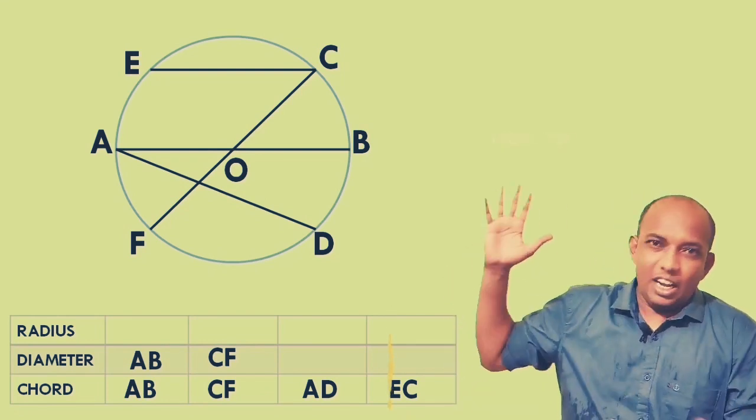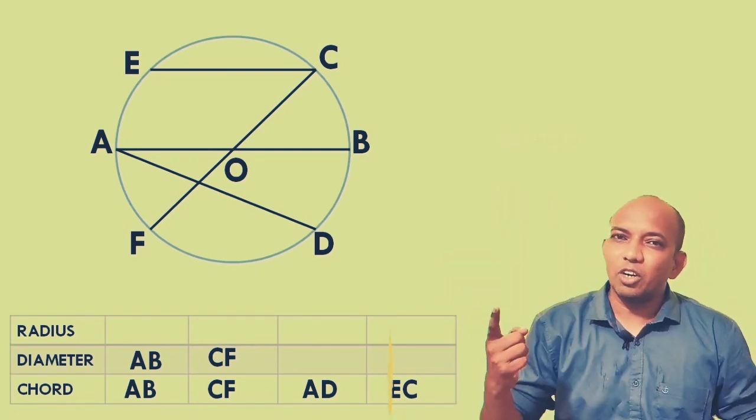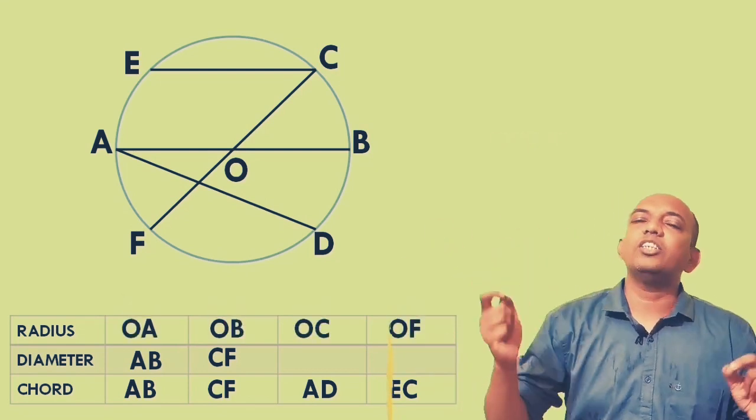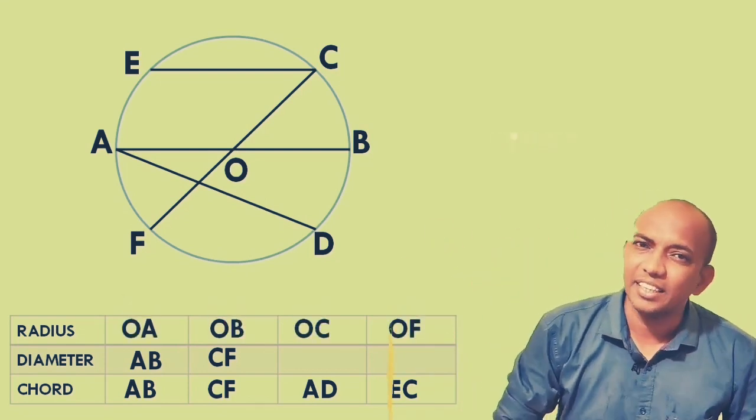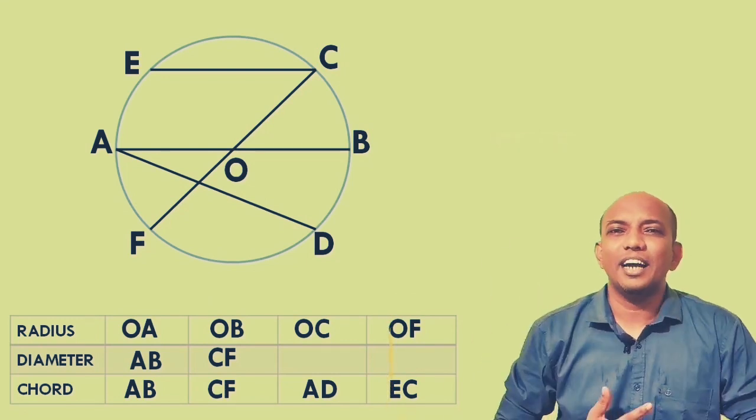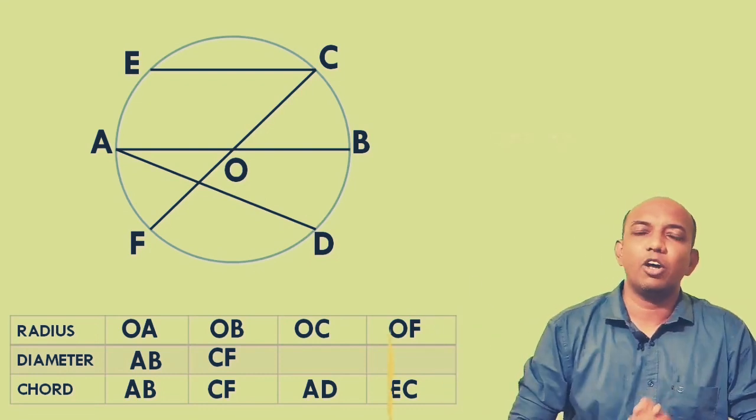So we can say, yes, observe the diagram and try to figure it out. Yes, OB, OC, OA, OF, these all are nothing but radii present in that circle. So these are the basic concepts. Let's try to understand the relationship between radius and diameter now.